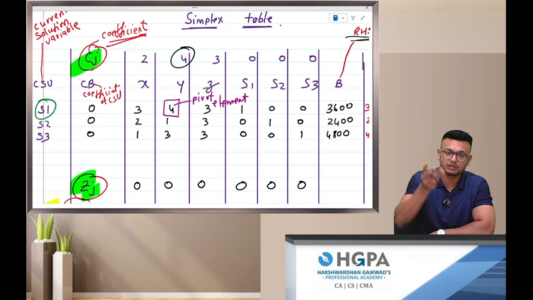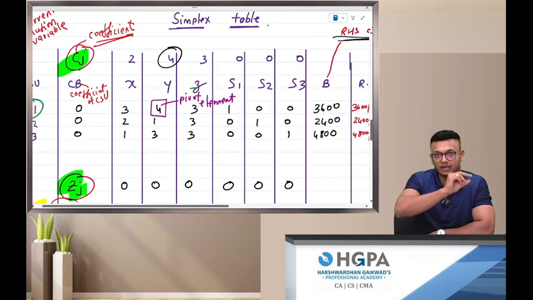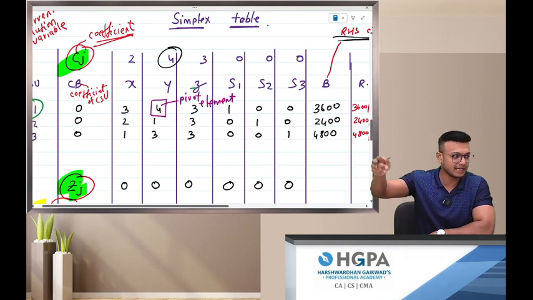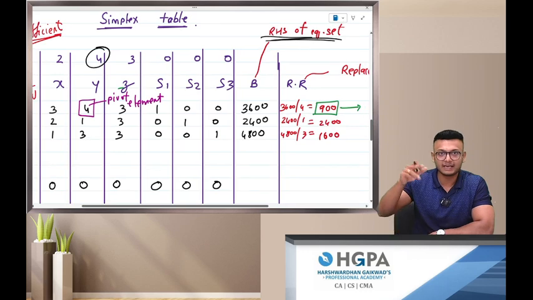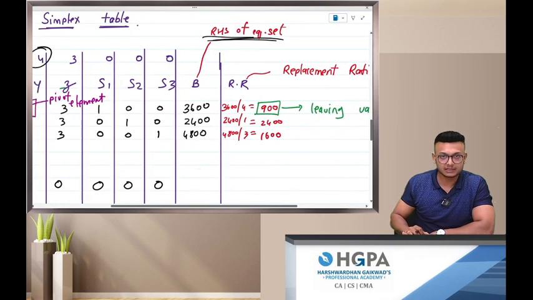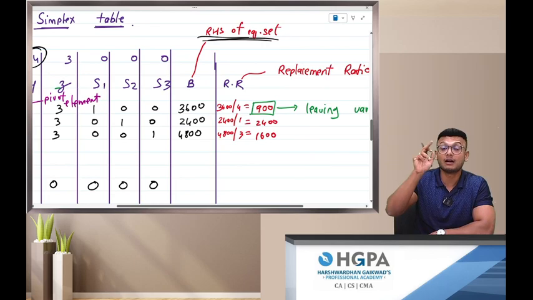Those are numbers 0. Every time it will become 0, 0, 0 only. Now, next you write down all the equations, the numbers x, y, z, s1, s2, and s3. B stands for right hand side of the equation, whatever number is there. And R stands for replacement ratio, which you need to do at the end.